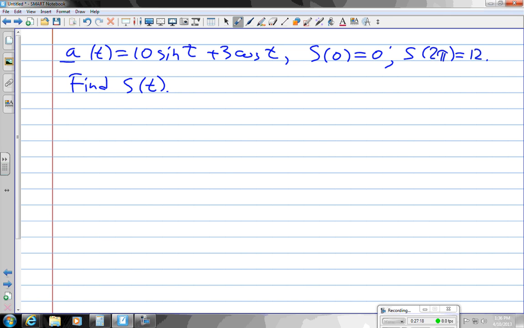So we know that acceleration is the second derivative of position. So in order for us to get all the way back to position, we need to integrate acceleration twice. Right? Velocity would equal the integral of acceleration, and position would be the integral of velocity. Because the derivative of position is velocity, and the derivative of velocity is acceleration.